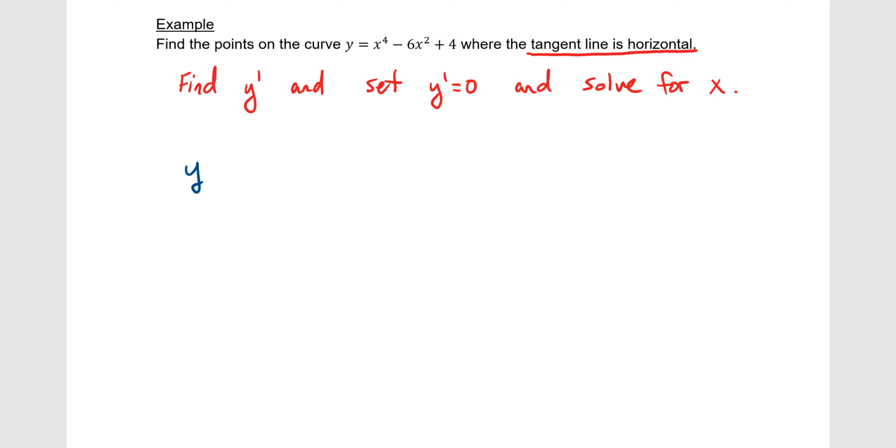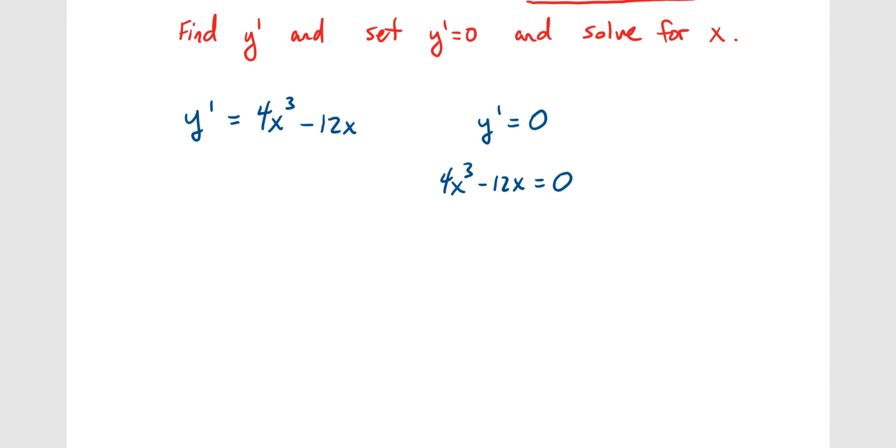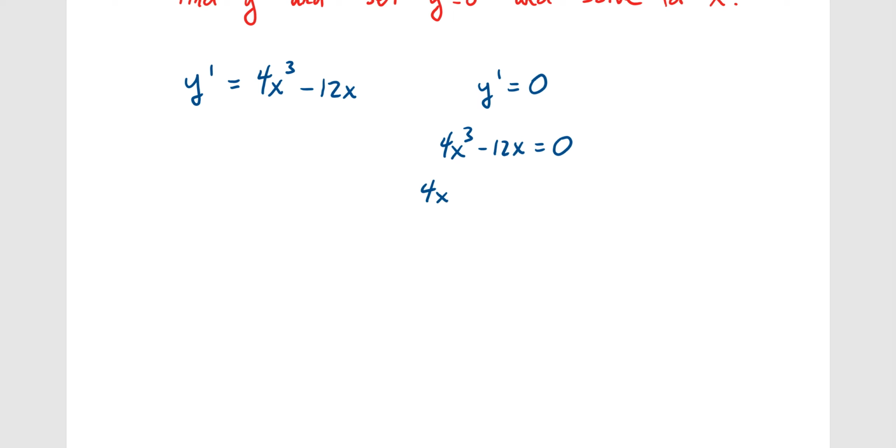So we have y prime, and this is just going to be power rule. So we get 4x cubed minus 12x, and then the derivative of the constant is 0. And now we're going to take this and set it equal to 0. So we set it equal to 0, and then we get 4x cubed minus 12x equals 0. And we can factor out a GCF of 4x. We'd be left with x squared minus 3. And then we set both of these equal to 0 separately.